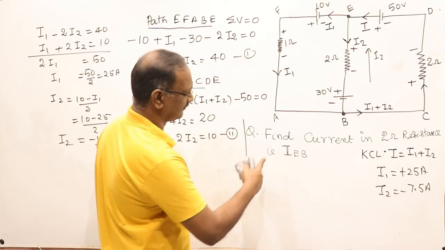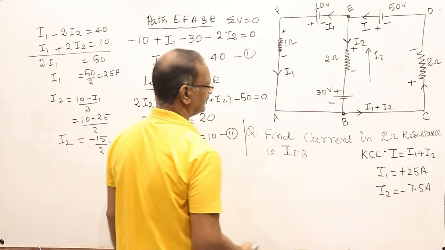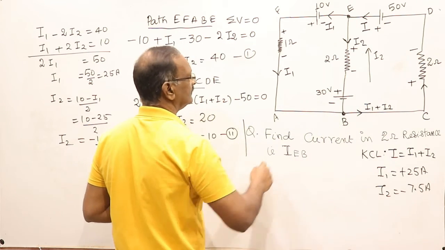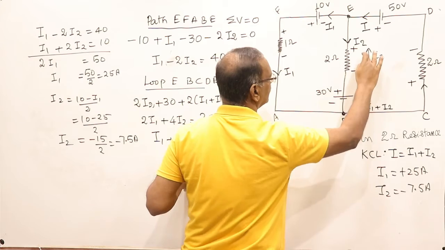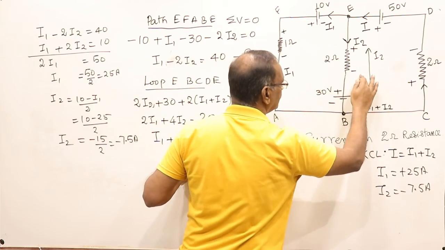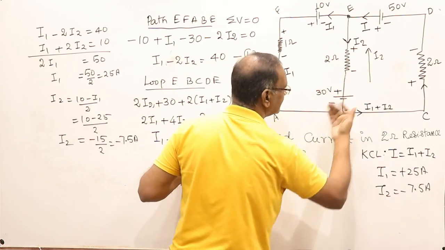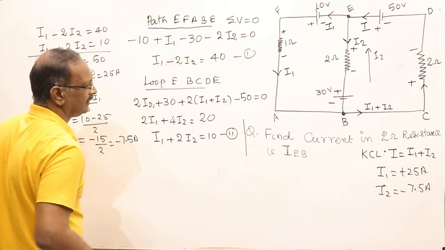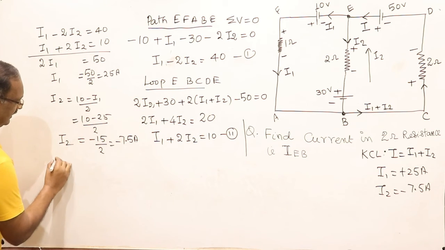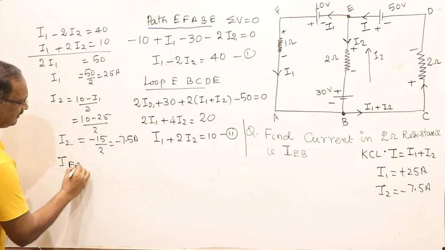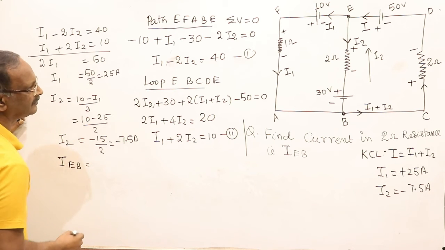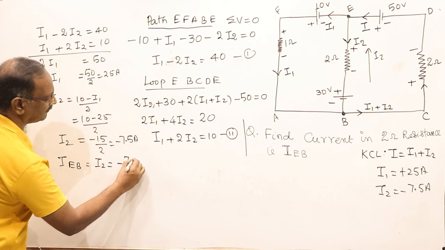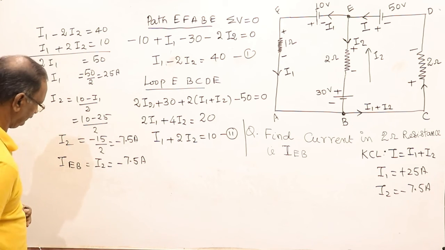What is the question asking? Find the current in the 2 ohm resistance. The current is actually flowing in this direction, not from here to here, but from here to here. If you take from here to here as the original direction, it is a negative current, minus 7.5 ampere. Now, current in the branch IEB. IEB is equal to nothing but I2. I2 is equal to minus 7.5 ampere.